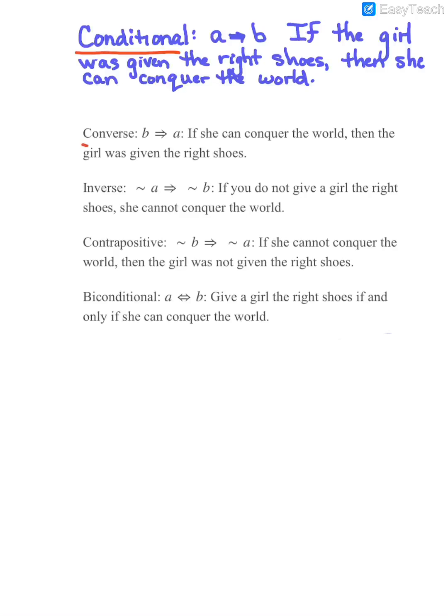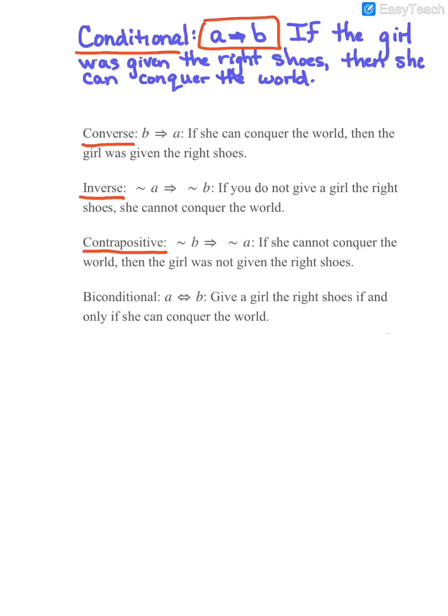What a converse does to that statement is it switches the B and the A around. So it would say something like, if she can conquer the world, then the girl was given the right shoes. On the other hand, notice the inverse. It keeps it in the same order as your original conditional here, but it negates everything. So it would say, if you do not give a girl the right shoes, she cannot conquer the world. The contrapositive turns it all around and negates it, so it would say, if she cannot conquer the world, then the girl was not given the right shoes.